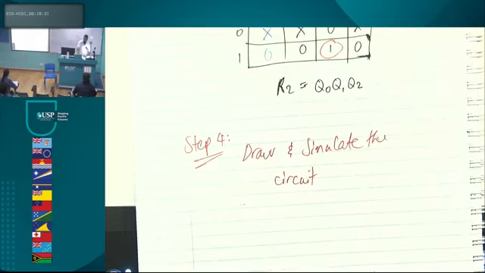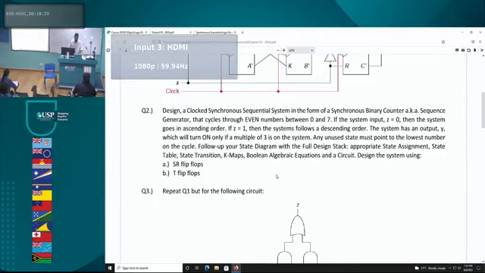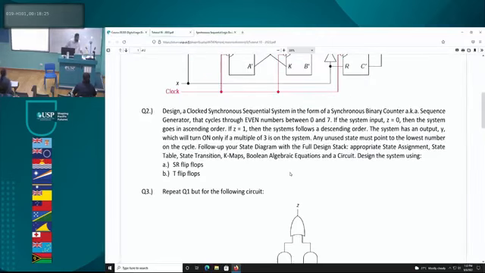Let me show you question 2. I want you to pay attention to question 2. I'll close that particular design problem, the one with the 0, 3, 5 sequence. Look at this problem here. I want you to read this problem. We did this in the tutorial, so one group would know already, another group would do it this afternoon. You've got to design a system in the form of a synchronous binary counter or sequence generator that cycles through even numbers between 0 and 7. So what numbers will that be, guys? Even numbers between 0 and 7 will be 0, 2, 4, 6.